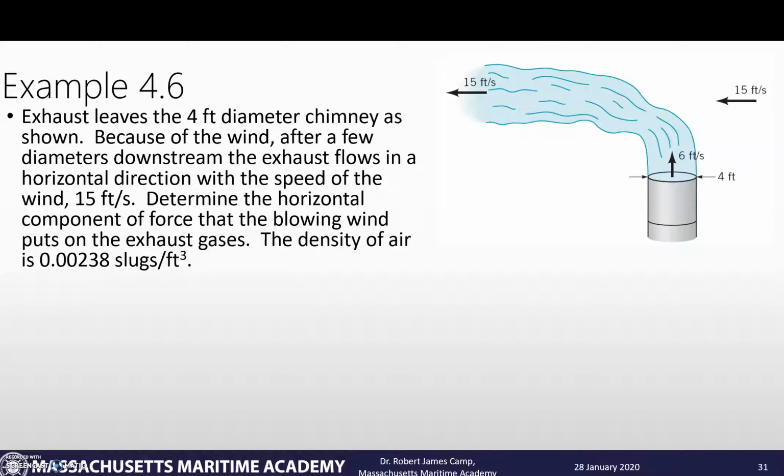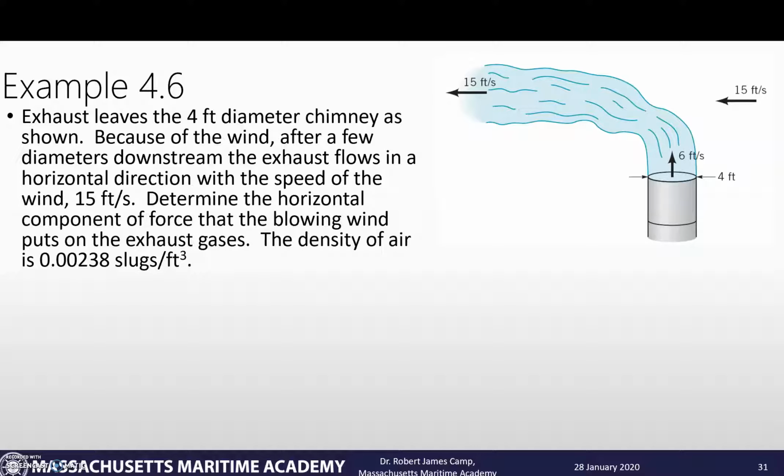Exhaust leaves the 4-foot diameter chimney as shown. Because of the wind, after a few diameters downstream, the exhaust flows in a horizontal direction with the speed of the wind, which is 15 feet per second. Determine the horizontal component of force of the blowing wind that puts on the exhaust gases. Density of the air is 0.00238 slugs per cubic feet.